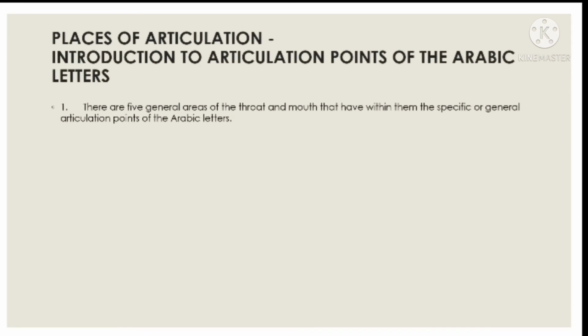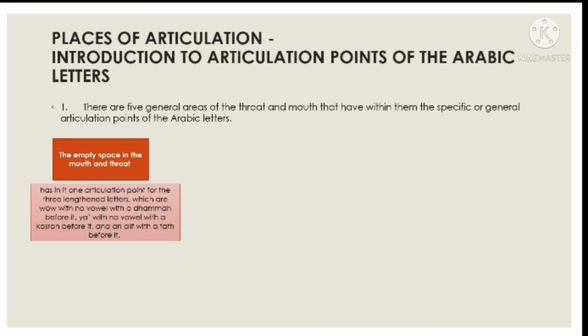There are actually 5 general areas of the throat and mouth that have within them the specific or general articulation points of the Arabic letters. The first one is the empty space in the mouth and throat. It has in it one articulation point for the 3 lengthened letters, which are waw with no vowel with a dhamma before it, ya with no vowel with a kasra before it, and an alif with a fatha before it. Inshallah, in future I will go into more detail about each area, but for now I'm just giving you an outline.